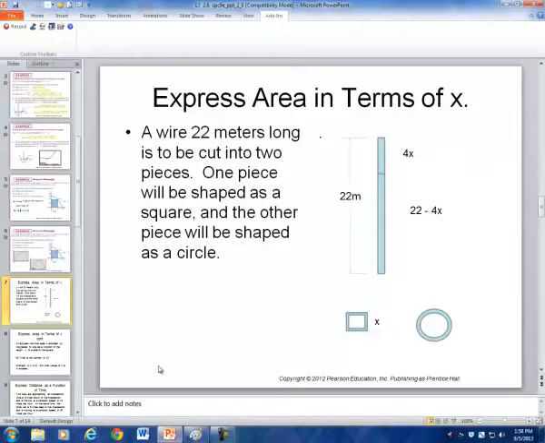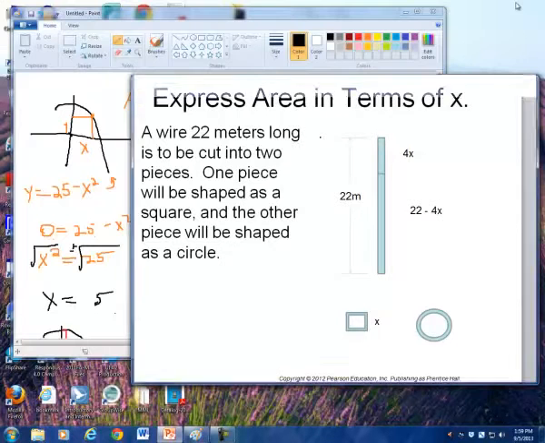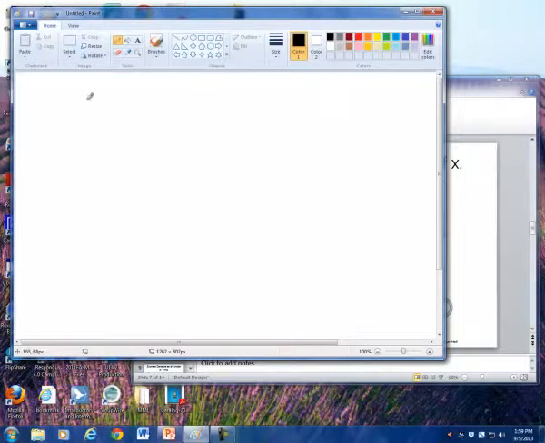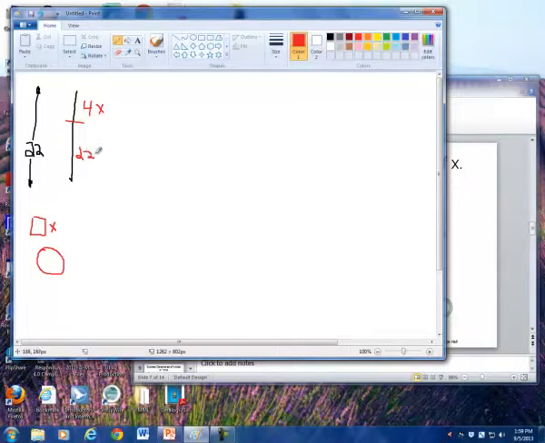Okay, so from here we're going to have to, let's go ahead and reconstruct that. Okay, so here's our wire, and we know that's 22 meters from top to bottom. And we know there's one part that we're going to cut, and so we're going to make a box, and we know that box is going to have side x to it, and we're going to make a circle. Well, if this is 4x, then this must be 22 minus 4x.